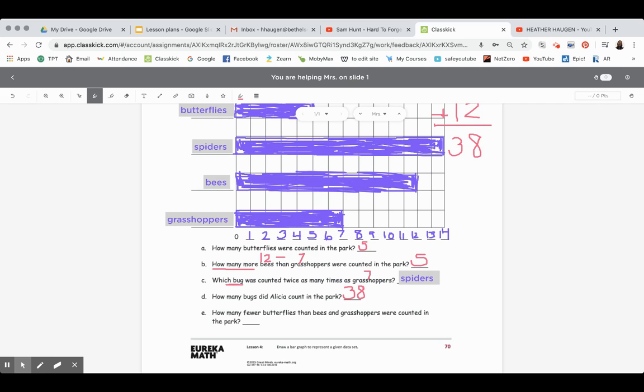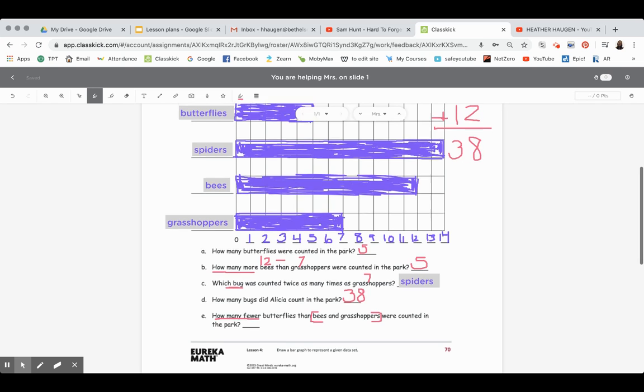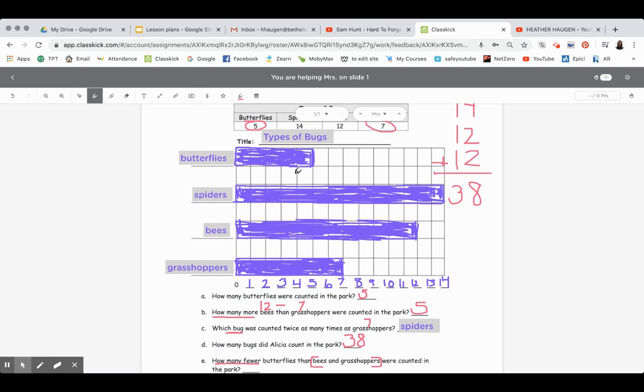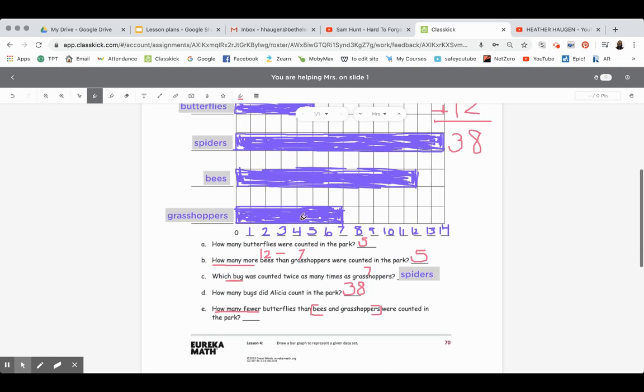Last, how many fewer, oh, there's those words again, how many fewer butterflies than bees and grasshoppers were counted in the park? So we see butterflies is by itself, but bees and grasshoppers is combined. So let's write down our numbers. We know that for butterflies, there were 5. Write that in your packet. We know that for bees, there's 12. And we know that for grasshoppers, there was 7.